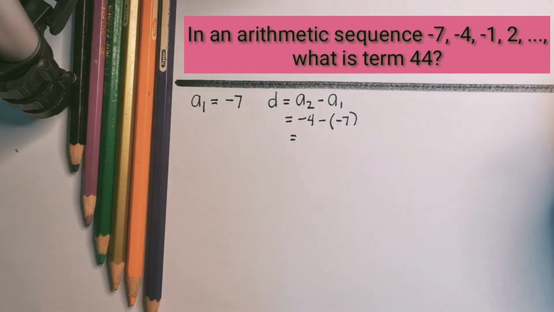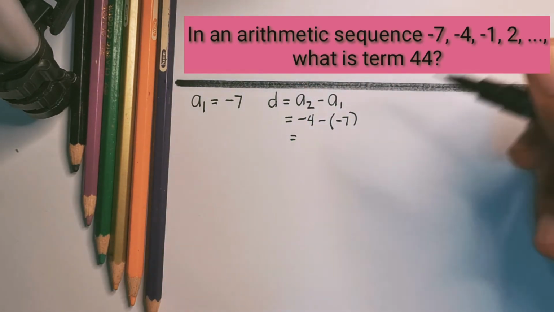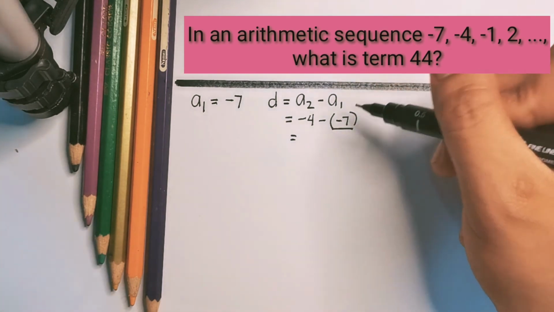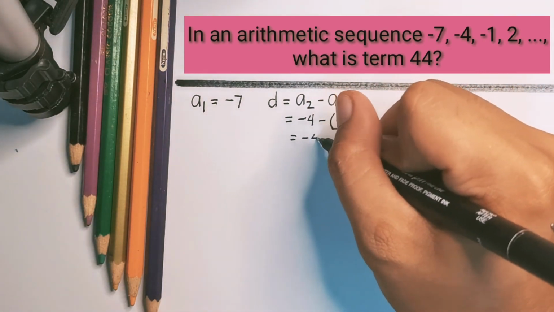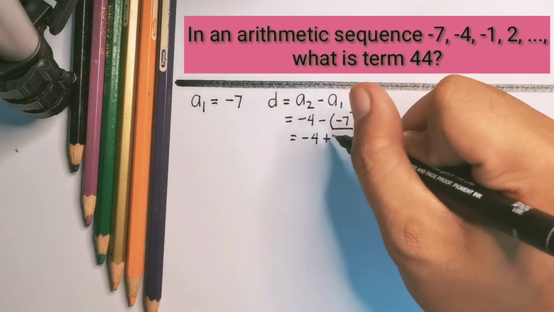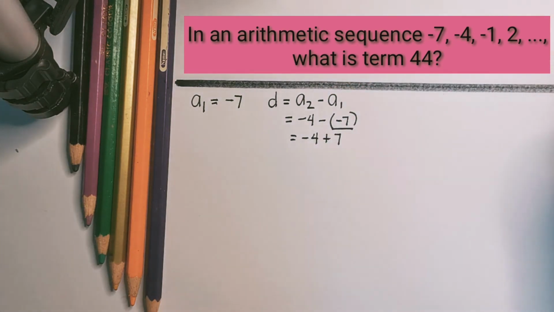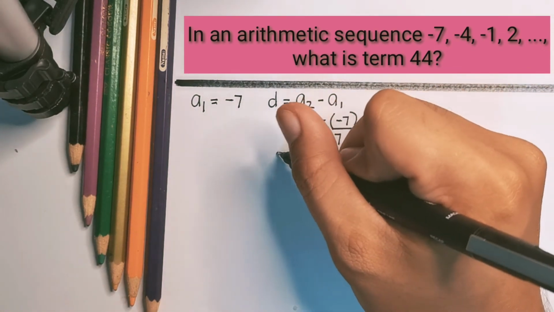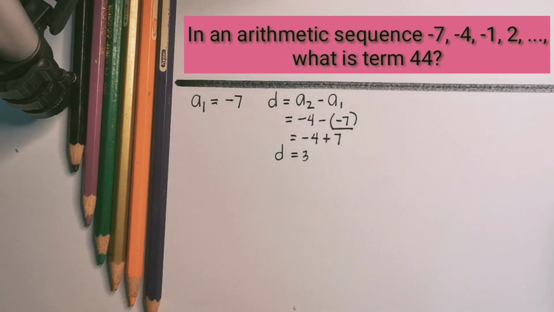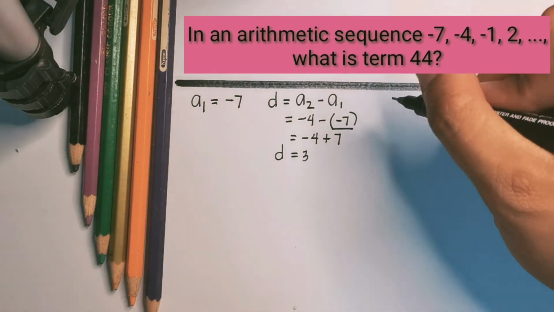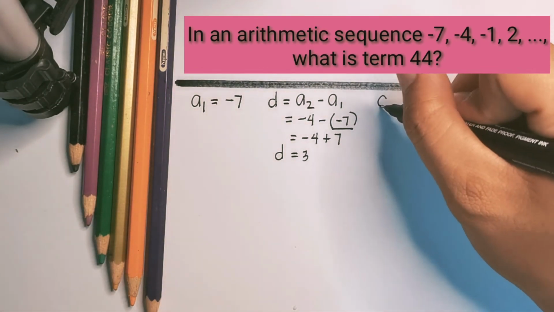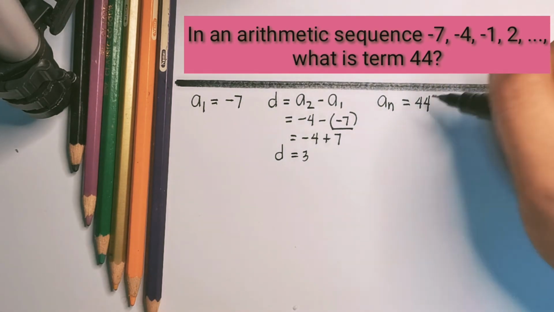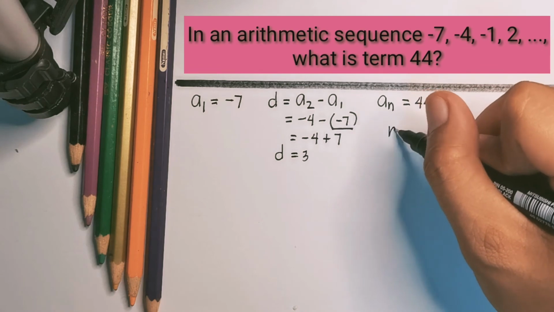To subtract this, change the sign ng subtrahend. Kung ito ay positive, magiging negative, at kung negative, magiging positive. So, again, magiging negative 4 plus 7. Then, proceed to addition. And negative 4 plus 7 ay equal sa 3. Ibig sabihin, ang common difference natin ay 3. And ang n term natin ay 44. Ibig sabihin, ang hinahanap natin ay value ng n.